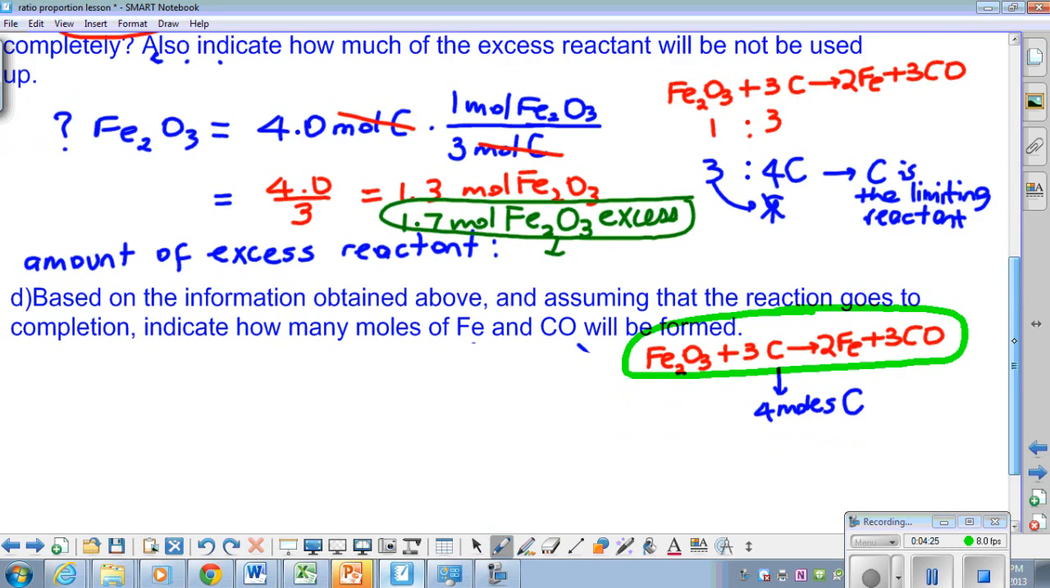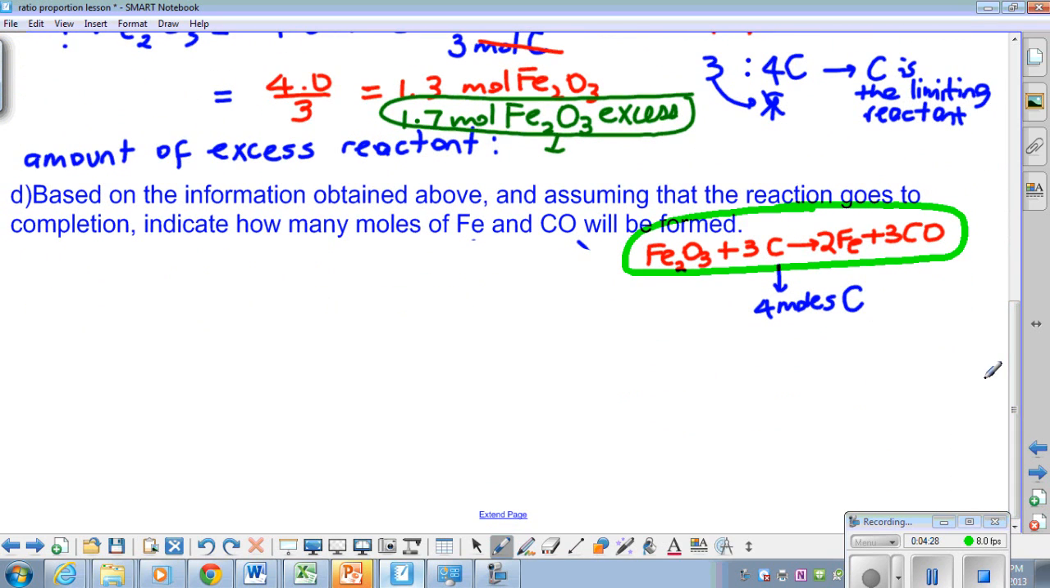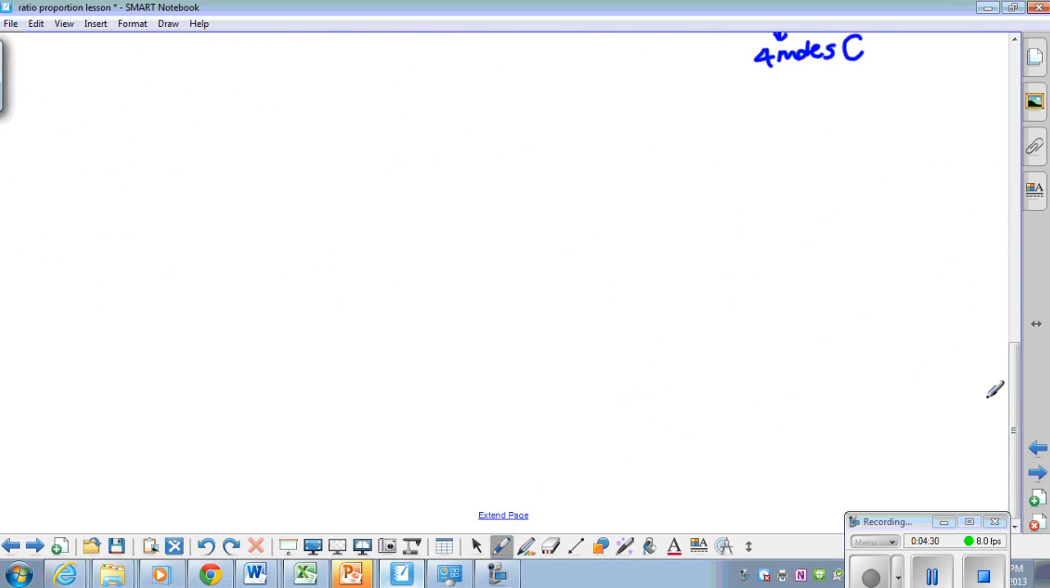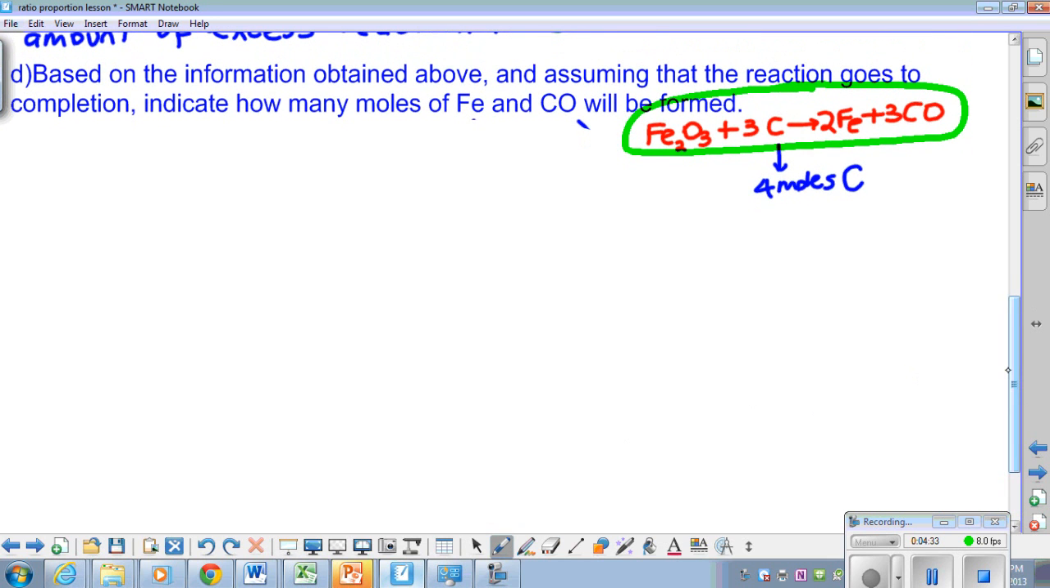Okay, moving on to the next part of the question. Based on the given information we just obtained, and assuming that the reaction goes to full completion, indicate how many moles of iron and carbon monoxide will be formed. Here I again copy the same equation from the top over here. The ratios were 1 to 3 to 2 to 3. Now we know from the previous part of this question that we can only use 4 moles of carbon.